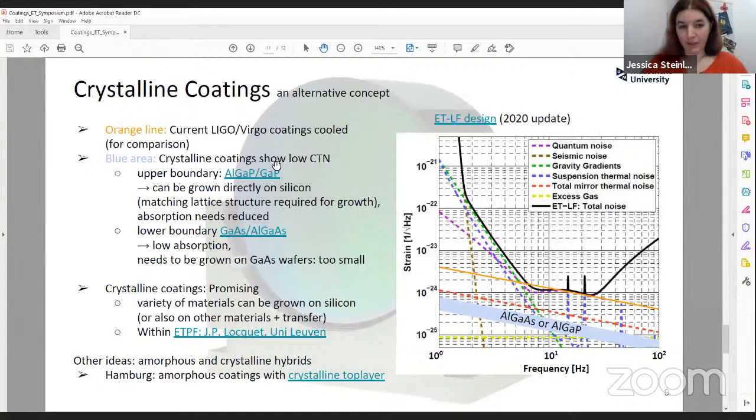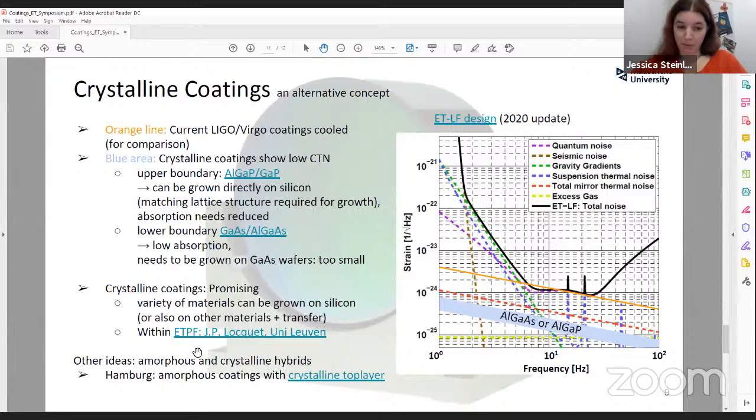But AlGaP will need much more R&D on absorption reduction, because absorption levels shown so far were rather in the percent region. But using silicon as a substrate material gives the option for a variety of different materials which can be grown on silicon. Of course, other carrier or growth materials might also be options.